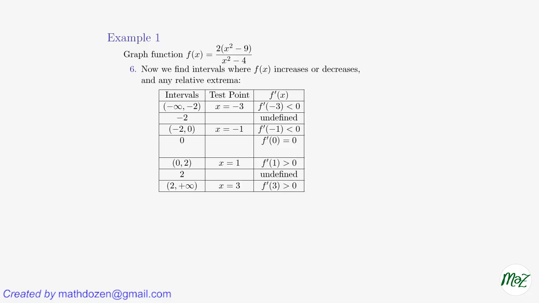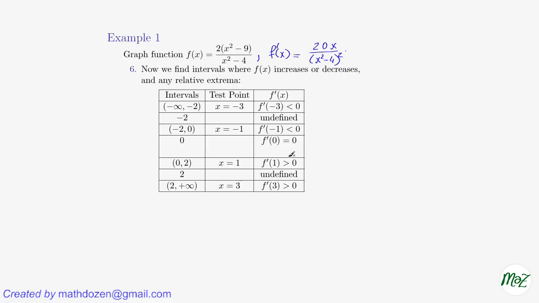And we see that at negative 3 derivative is negative. Let me actually copy the value of the derivative so that it's easier to see. So the derivative was 20x over x squared minus 4 squared. Now you can easily see that if you put x equals negative 3, here denominator is positive and numerator is negative. Likewise at negative 1, numerator is negative, denominator is positive. Then derivative is not defined at negative 2.